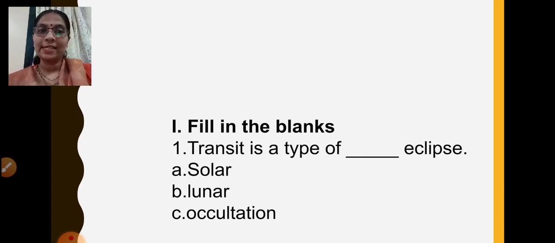So what is the fill in the blank over here? Transit is a type of dash eclipse. What is transit? What type of eclipse is it?